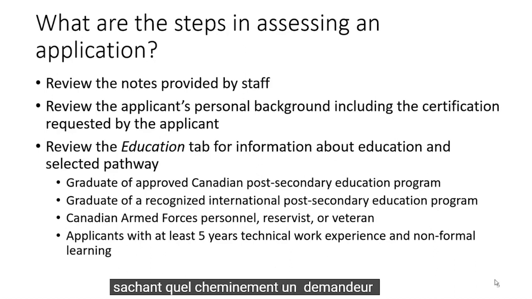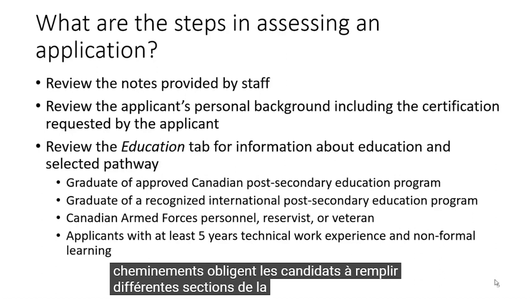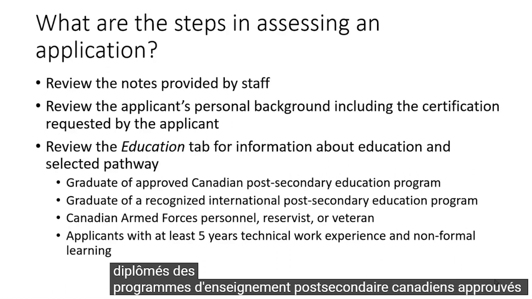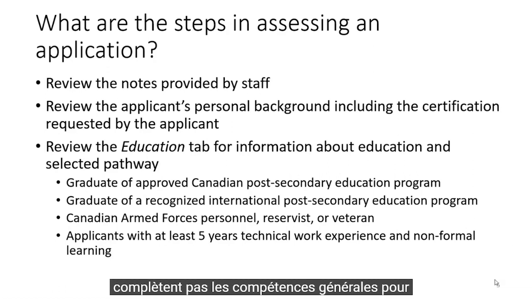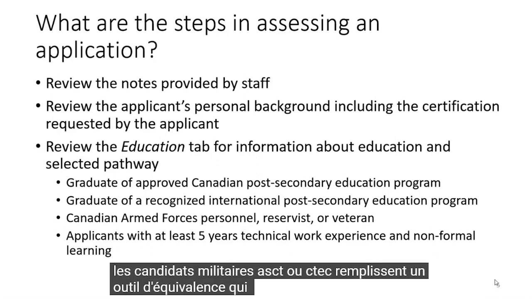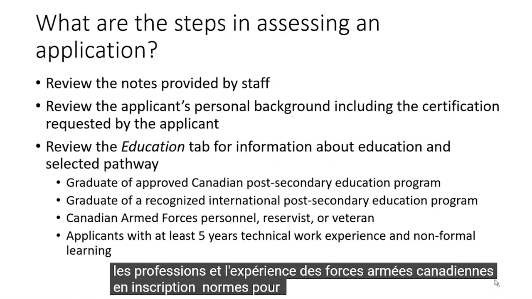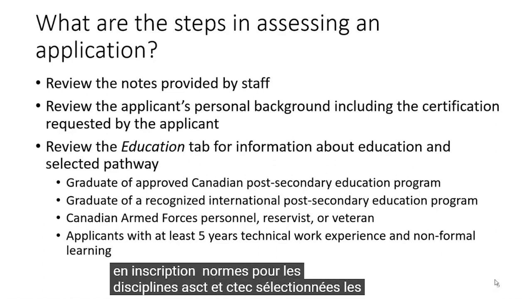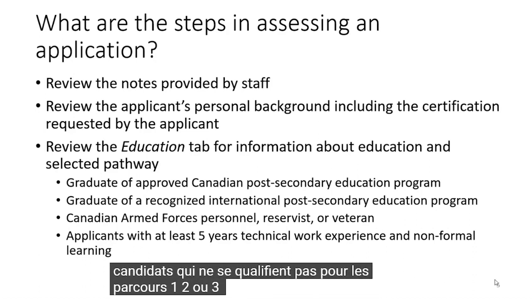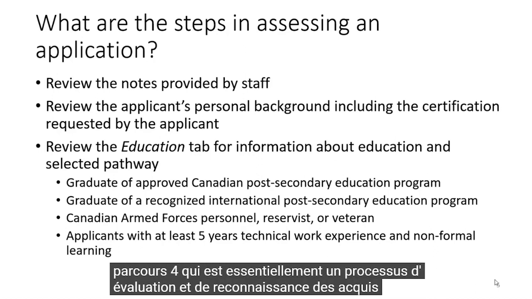Knowing which pathway an applicant has taken is important because these pathways direct applicants to complete different sections of the online application. Graduates of approved Canadian post-secondary education programs don't complete the general competencies for ASCT or CTEC. Military applicants complete an equivalency tool that converts Canadian Armed Forces occupations and experience to registration standards for selected ASCT and CTEC disciplines. Applicants that don't qualify for pathways 1, 2, or 3 are required to follow pathway 4, which is essentially a prior learning assessment and recognition process.